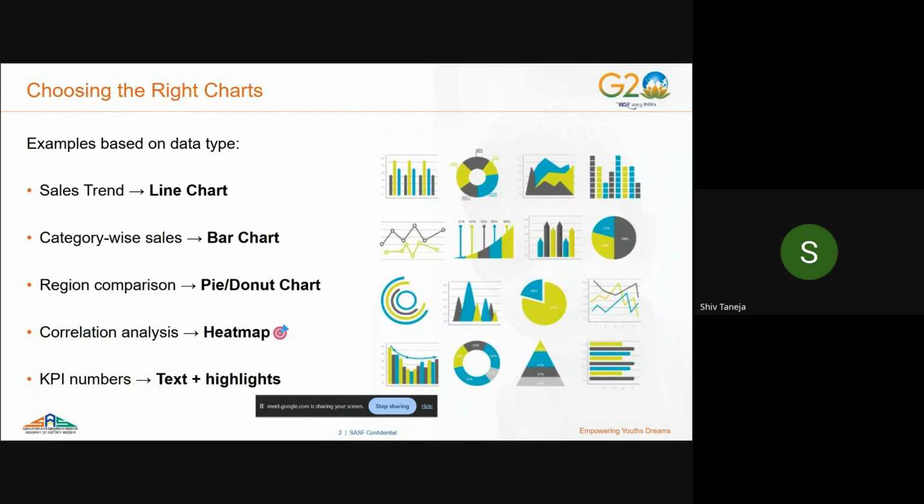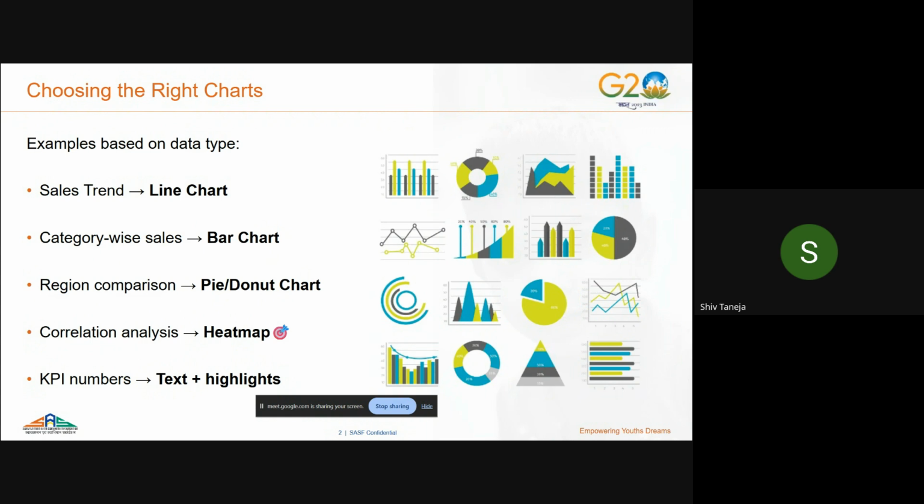So how to choose the right chart? Like you have data, and there are tons of visualizations: pie chart, bar graph, histogram, line chart, scatter plot, box plot, many others. So how to choose the right chart? Whenever there is a sales trend, like you have to predict a future trend based on the sales data, at that time you should use a line chart.